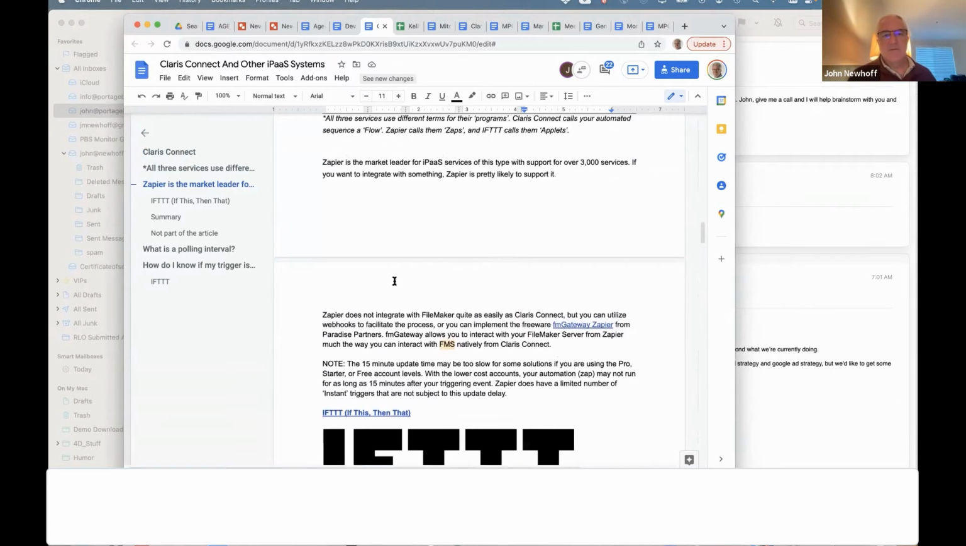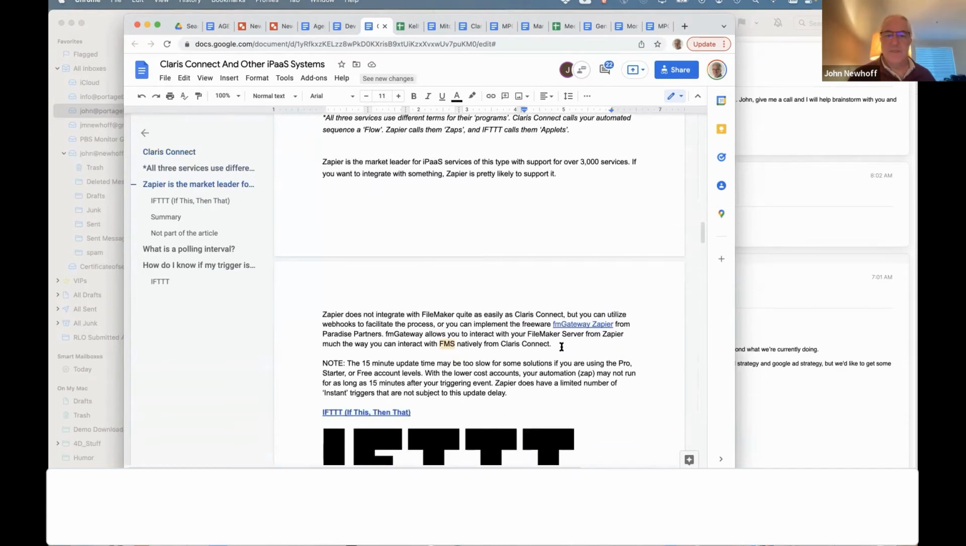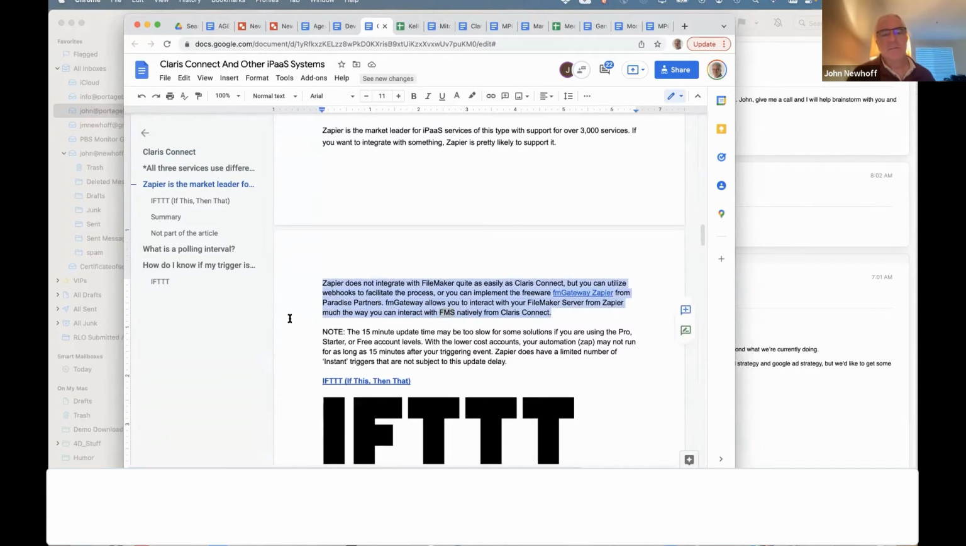One tool that's available for Zapier that I didn't find anything for on any of the other platforms is a way to manage the integration of data between Zapier and FileMaker in somewhat the way Claris Connect allows you to do. The FM gateway for Zapier that Paradise Partners puts out is a third-party tool that can allow you to integrate your FileMaker database engine into your Zapier workflows, or your Zaps, in somewhat the same way that you can do that with FileMaker Server in your Claris Connect workflows.